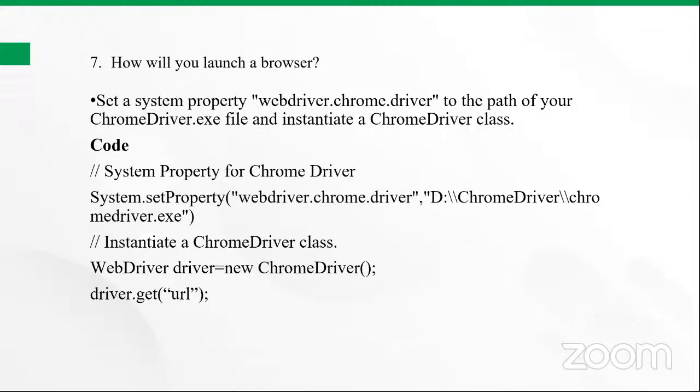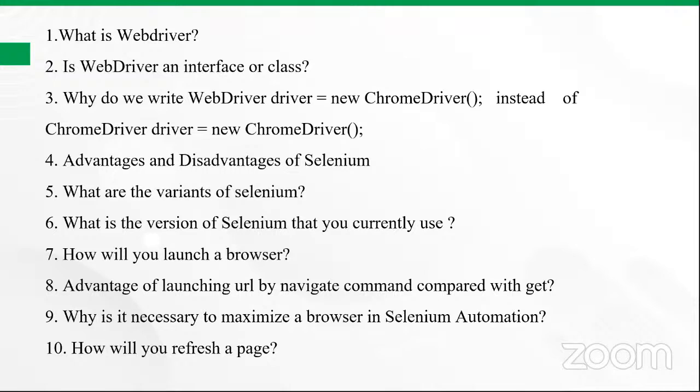Yes, I think we are good here. Okay. Yeah, let's move. So what is the advantage of launching URL by navigate command compared with get? As you all know, you can launch the URL by using the navigate command as well as the get command. The syntax for writing the navigate command and the get command. So what is the advantage of launching the URL?